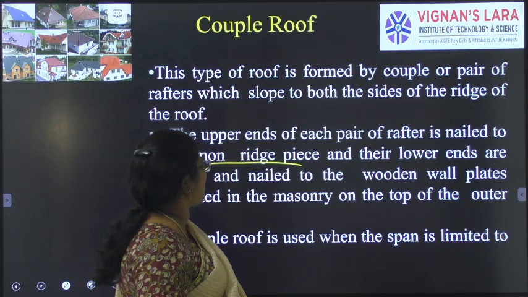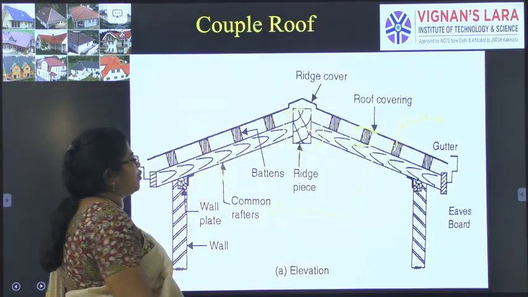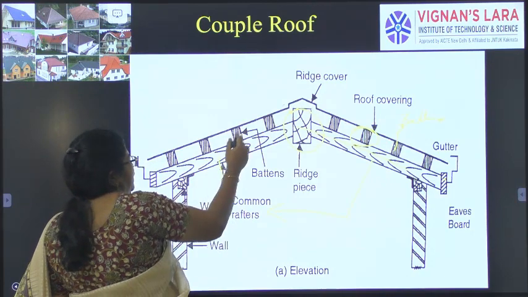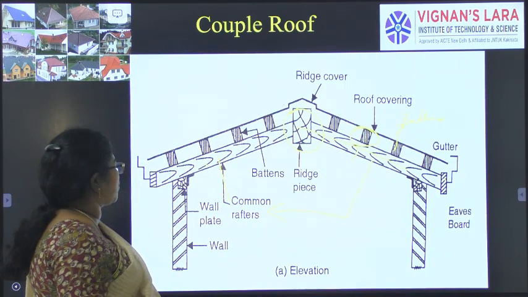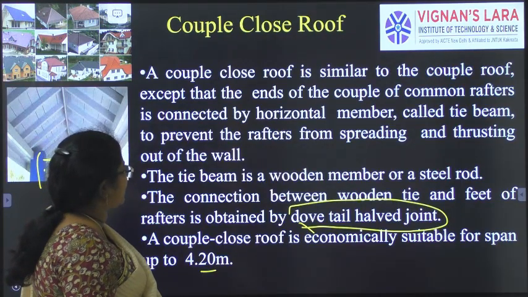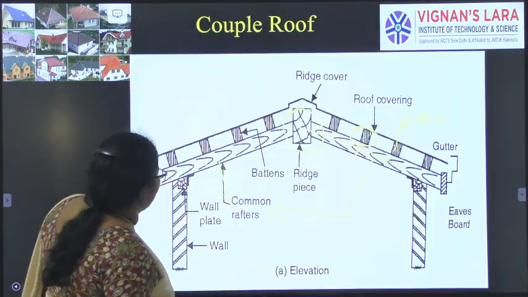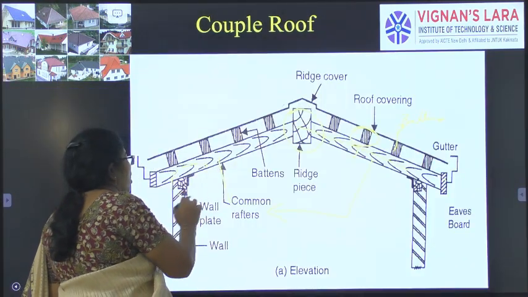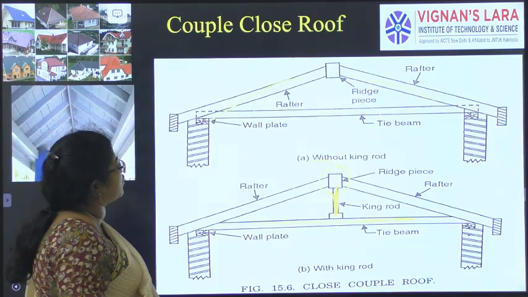And the next one we saw was the couple roof. The entire thing is in two directions. So the battens will be there, and the common rafter is in two directions. We call it the couple roof. Okay. So the next one, mostly it will have a joint like this. Cobblestones will be there. It will have a joint of double tail carved joints.